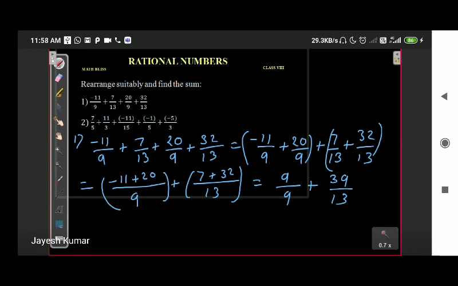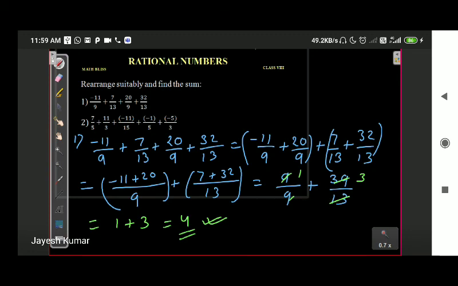We can observe that 9 and 9 cancel out, 1 remaining, and 39 is a multiple of 13. 13 3s are 39. So what we got is 1 plus 3. Now the answer is quite simple, it is 4. Get it? So the simplified answer is 4. You could have taken the LCM, but that would have increased your calculation. It is much easier. Fine.